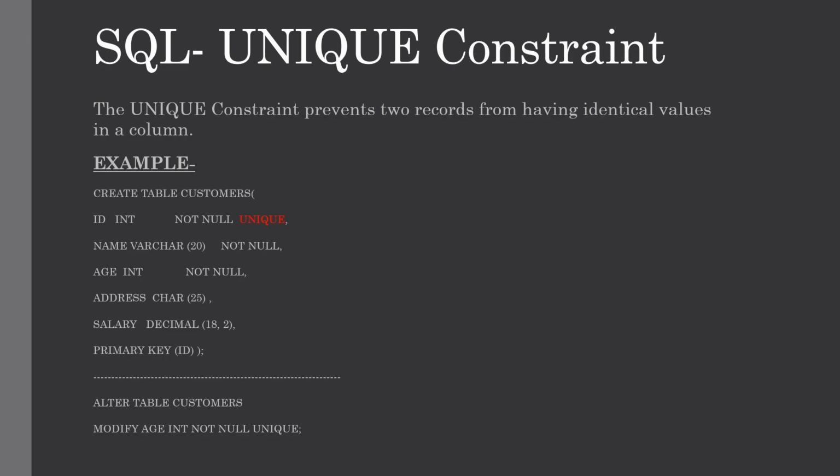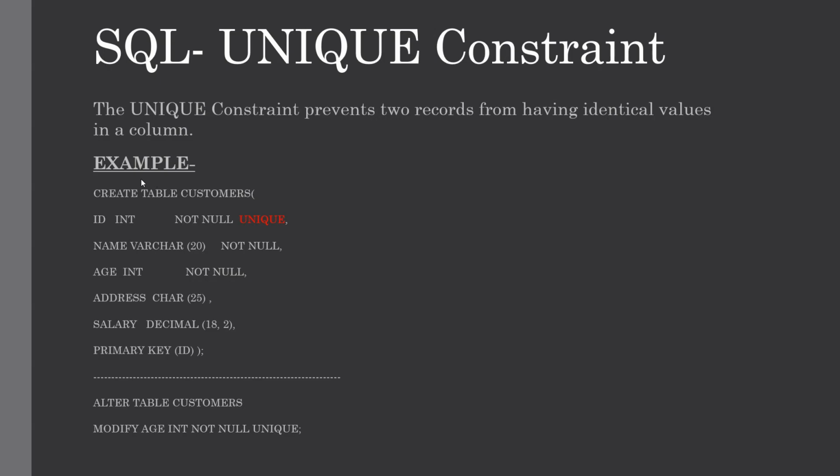In this tutorial I am going to explain what a unique constraint in SQL is and how we can use it in some simple examples. Basically, the unique constraint prevents two records from having identical values in a column. In the customers table, for example, you might want to prevent two or more people from having an identical ID, because every customer should have its own unique ID.